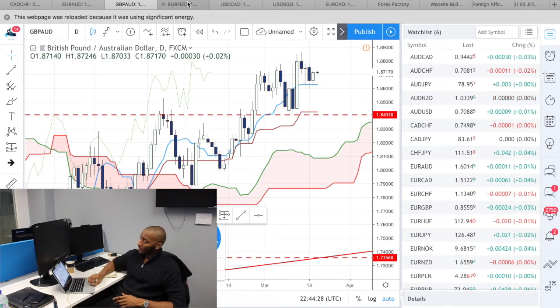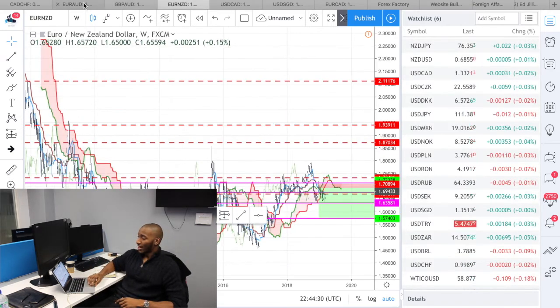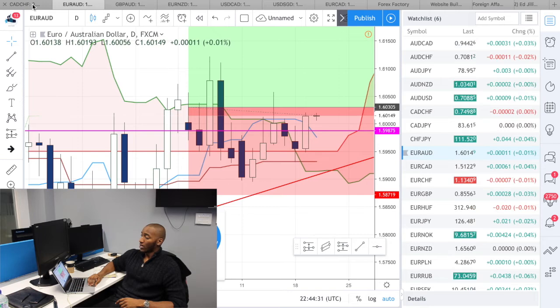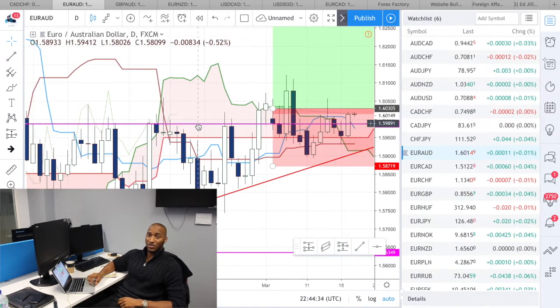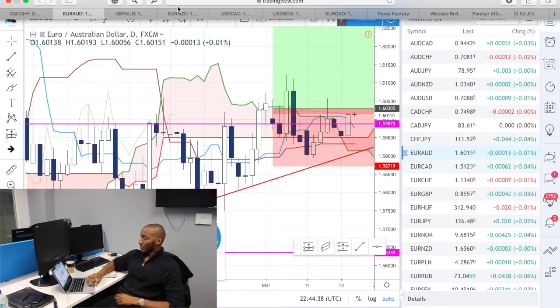Looking forward as well, for all the currencies that we're looking at, if you would like to see what our predictions are for the next week, you can go over to TradingView and view all our predictions there.